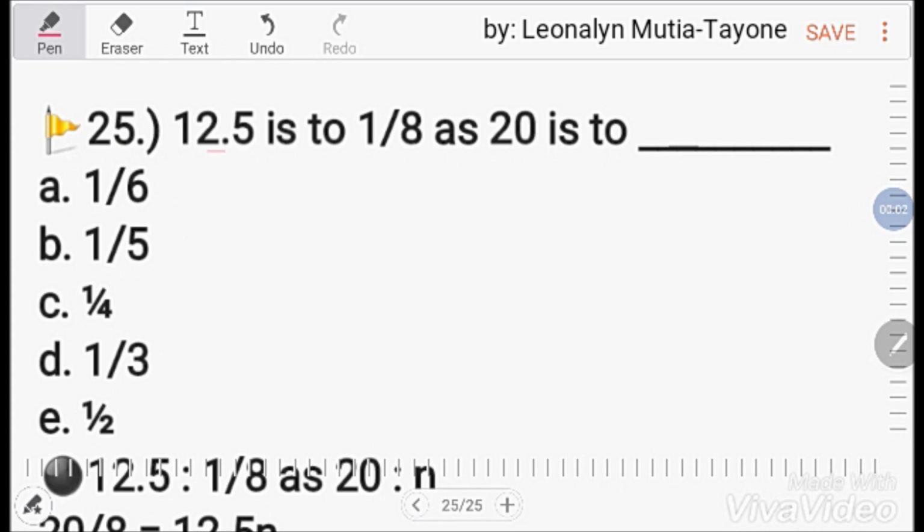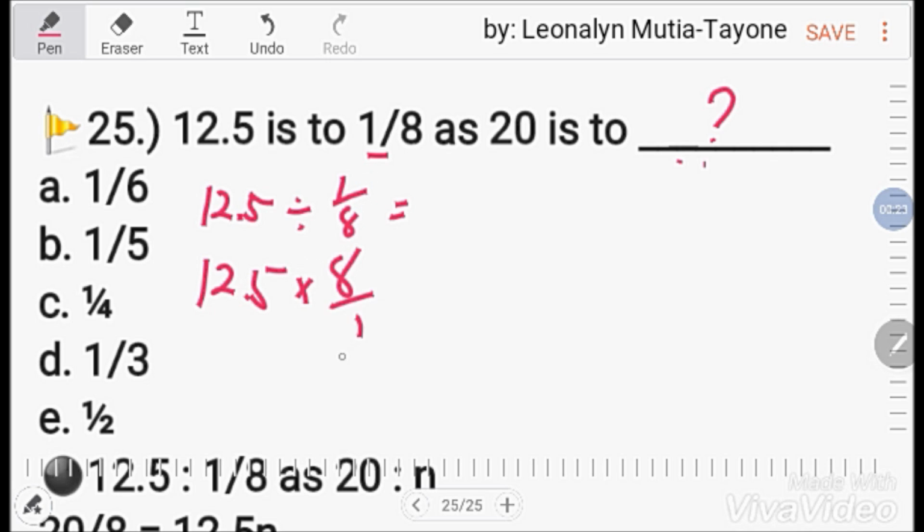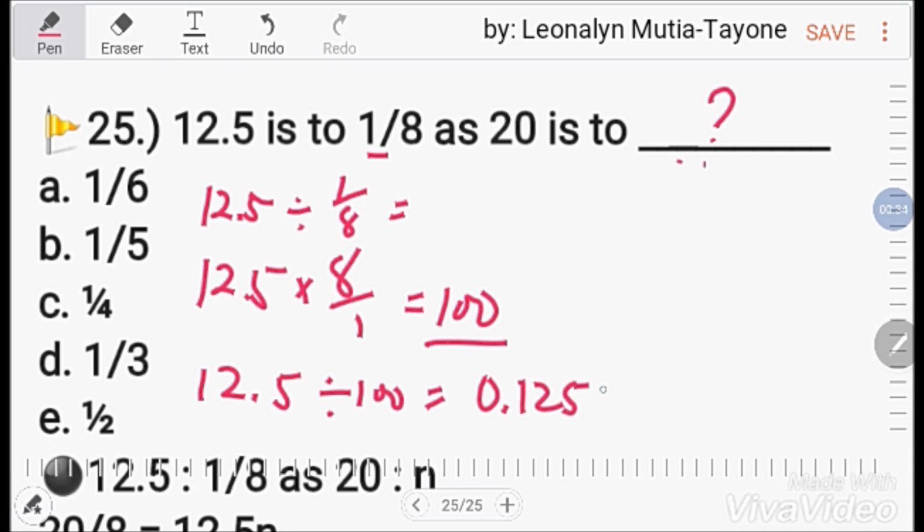Number 25. 12.5 is to 1/8 as 20 is to what? So, nasa choices, dapat fraction dito. 12.5, paano naging 1/8? Ang gagawin natin dito, try natin na i-divide itong 1/8 na to. Kung mag-divide ka ng fraction, magiging reciprocal niya, and this is 100. So, ibig sabihin, itong 12.5, dinivide mo siya ng 100, and this is 0.125 and this is also equivalent to 1/8.